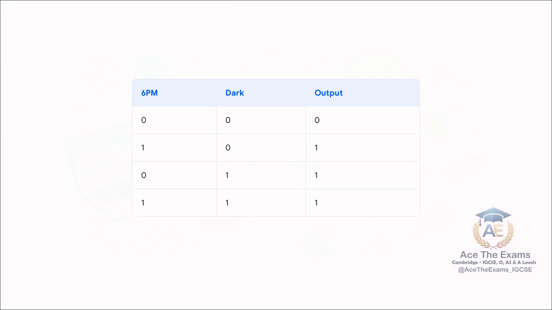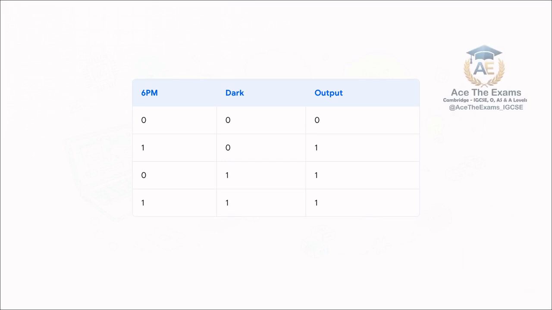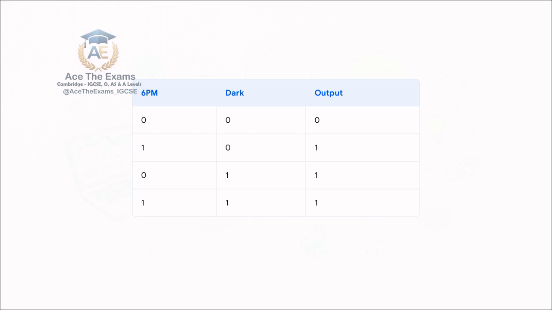Because remember, the computer doesn't understand dark or 6 p.m. It only understands Boolean values of true or false. So we take the condition, it is after 6 p.m., and give it a binary value of 1 for true. We take it is dark and give it a binary value of 1 for true.